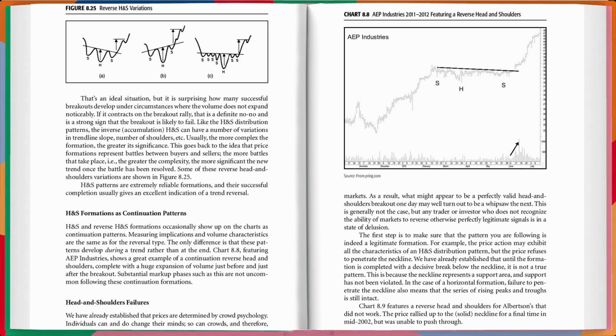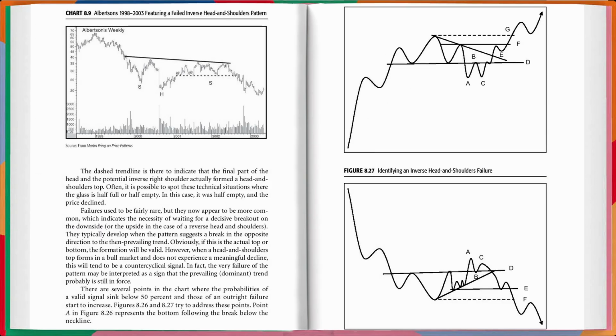Chart 8.9 features a reverse head and shoulders for Albertsons that did not work. The price rallied up to the solid neckline for a final time in mid-2002, but was unable to push through. The dashed trend line is there to indicate that the final part of the head and the potential inverse right shoulder actually formed a head and shoulders top. Often, it is possible to spot these technical situations where the glass is half full or half empty. In this case, it was half empty, and the price declined.